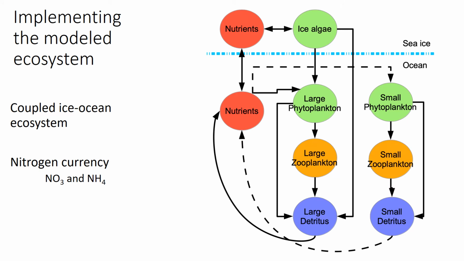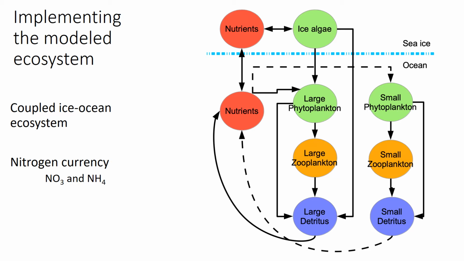So the implementation of the model ecosystem, as I mentioned, has ice algae and nutrients within the sea ice, which is above the blue line. Below the blue line we have two different functional phytoplankton groups, same for zooplankton, representing large and small. The large phytoplankton are supposed to represent diatoms, and small phytoplankton dinoflagellates, which are consumed by the large and small zooplankton respectively, all of which produce large and small detritus respectively.